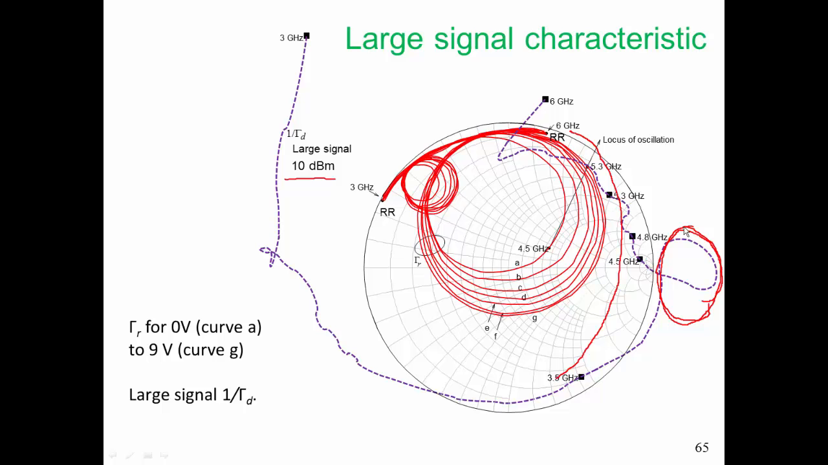What our large signal measurements have told us is that our characteristic for the active device, that is the 1 over gamma D characteristic for the active device, does move right as we wanted to, and it does tend to saturate on a constant conductance line.